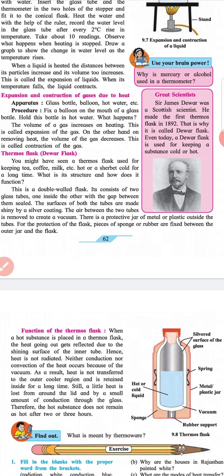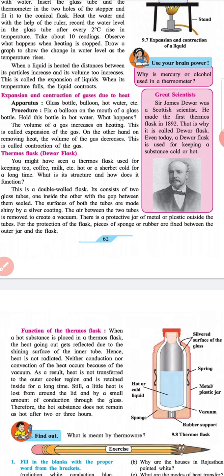Heading: Function of the thermos flask. When a hot substance is placed in a thermos flask, the heat going out gets reflected due to the shining surface of the inner tube. Hence, heat is not radiated. Neither conduction nor convection of the heat occurs because of the vacuum. As a result, heat is not transferred to the outer cooler regions and is retained inside for a long time.